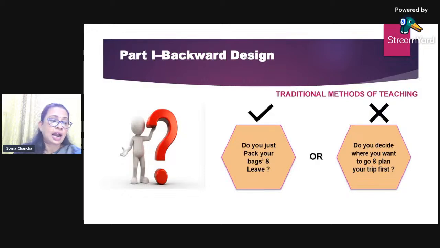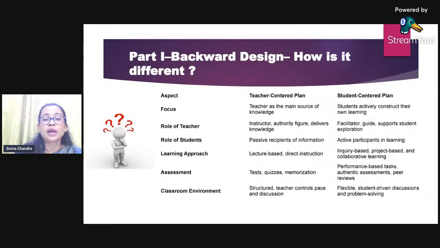So let's see how it works. What kind of lesson plan are we supposed to write? Should it be a teacher-centered plan or a student-centered plan? If it is a teacher-centered plan, what will be our focus, the role of a teacher or the role of a student, learning approaches, assessment, and classroom environment? Do you agree? What kind of plan should we write, teacher-centered or student-centered? Student-centered, Supriya says, yes, because at the end of the day, we have done our bit. It should be learning, and learning has to happen, and we have to focus on our students.